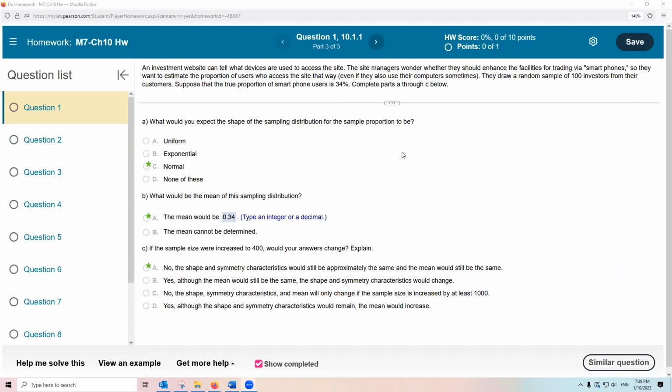All right, let's do an example. Oh, by the way, we didn't do part B. It says, what would be the mean of the sampling distribution? Well, the mean of the sampling distribution is the same as the population proportion. In this case, it's 0.34.